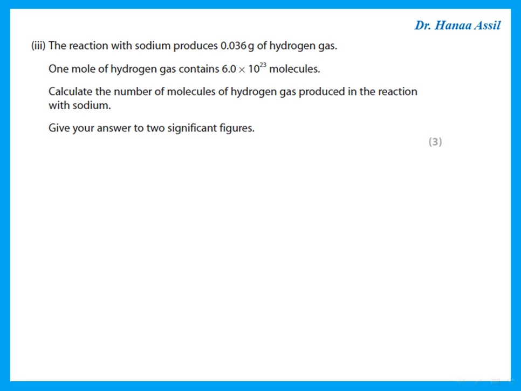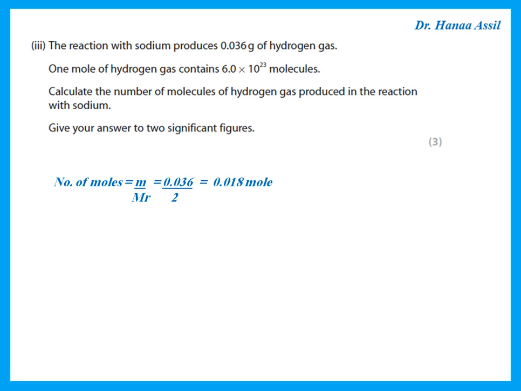So he says the reaction with sodium produces 0.036 grams. So that is the mass of hydrogen gas. Now, in order to get number of molecules, I need first to get number of moles. How do I get number of moles? I have 0.036 grams, which is mass. So I use the equation that says number of moles is mass over molecular mass. Of course, we're talking about hydrogen gas.